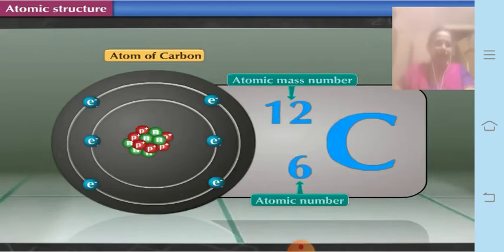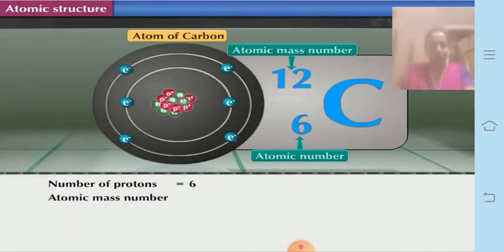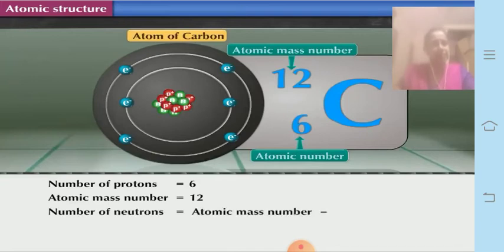Like for example, carbon. In conventional symbol, carbon's atomic number is 6 and atomic mass number is 12. It is written in this manner. The number of protons is equal to 6 and the atomic mass number is 12. That means we can count the number of neutrons by saying atomic mass number minus number of protons. We can easily find out the number of neutrons. I hope you have understood this.